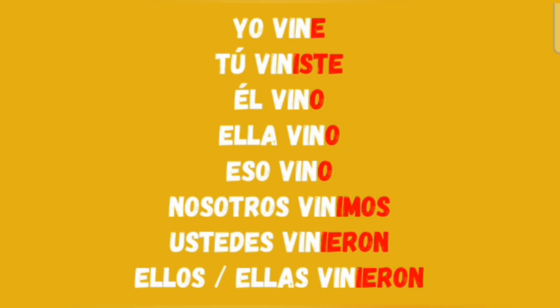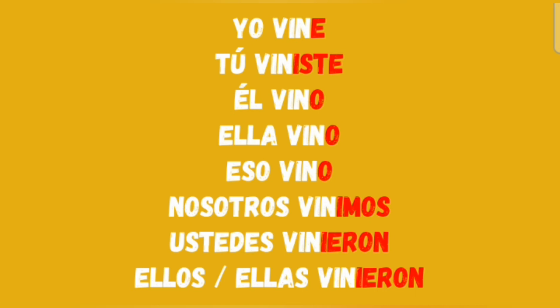To say you came, you have to say tú viniste. To say he came, you have to say él vino. The same if you want to say she came, you have to say ella vino. To say it came, you have to say eso vino. To say we came, you have to say nosotros vinimos.